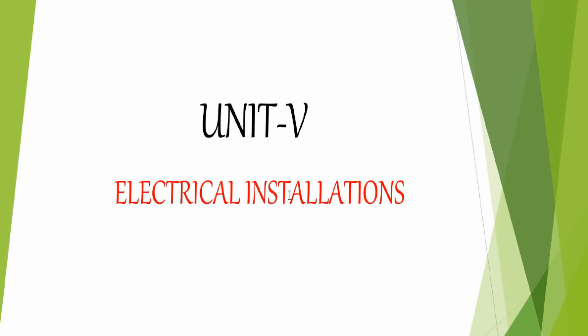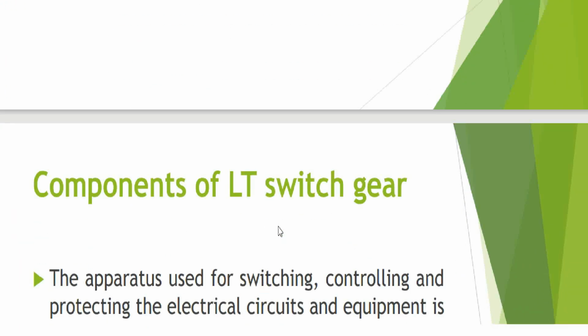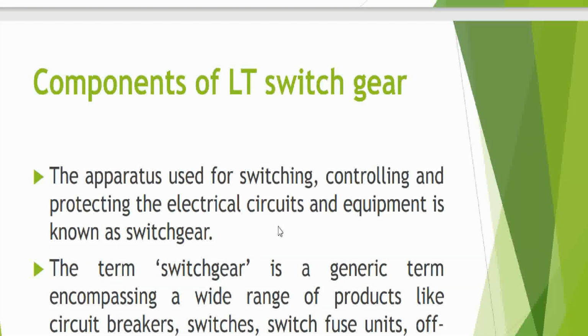So a definition for switchgear: the apparatus used for controlling, regulating and switching on or off the electrical circuit in the electrical power system is known as switchgear. So our unit starts with components of switchgear. How does the switchgear control? What type of components does it include which make the switchgear perform that controlling operation?